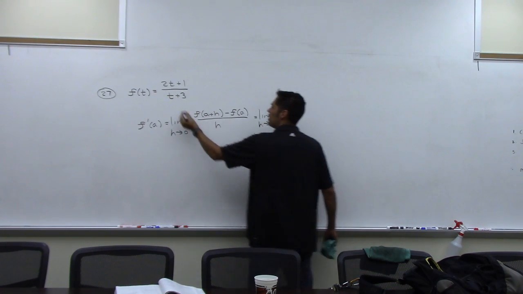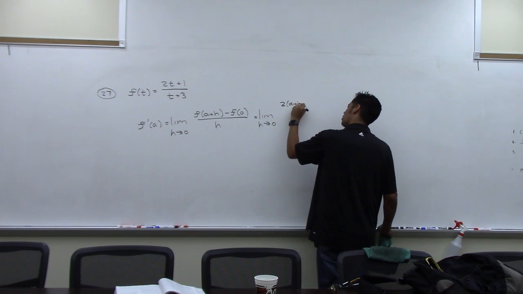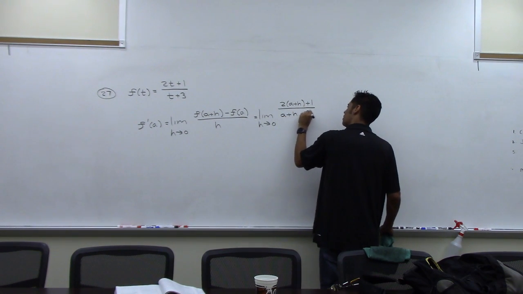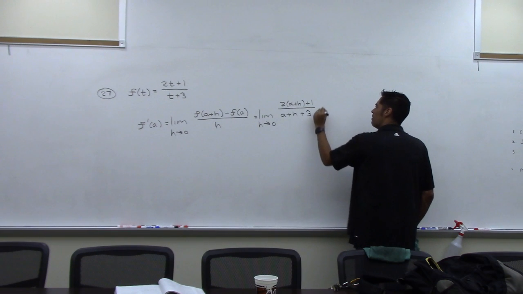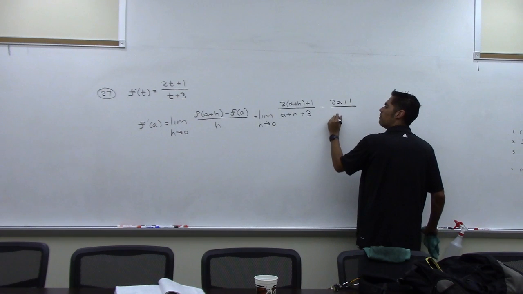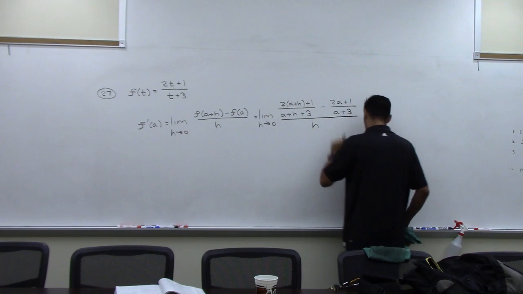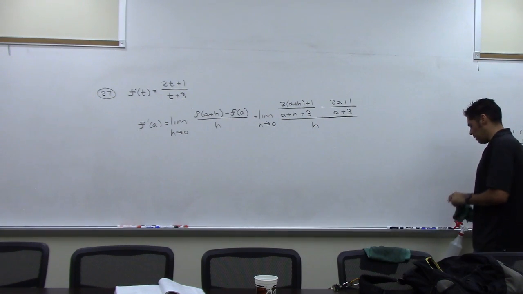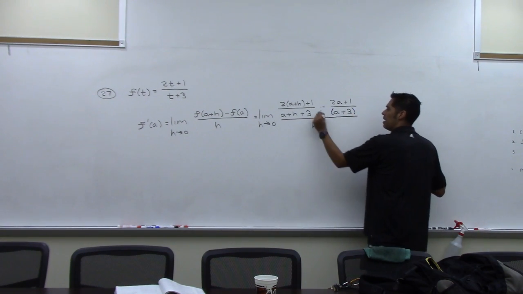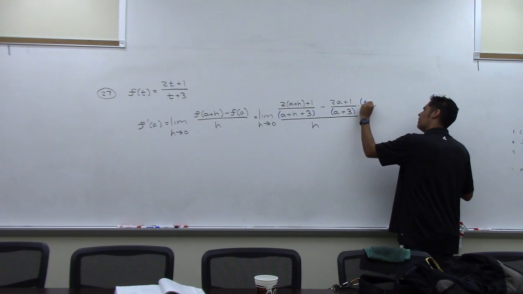Okay, plug a plus h in here, right there and right there. So we get 2 times a plus h plus 1 over a plus h plus 3. Now minus, now just plug a in. You get 2a plus 1 over a plus 3, all of this over h. And I have a very complex fraction here. I need a common denominator, which should consist of both this piece and this piece. So I'm going to multiply the top and bottom of this one by a plus h plus 3.